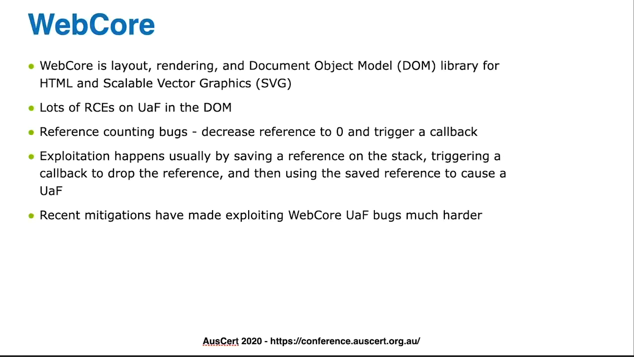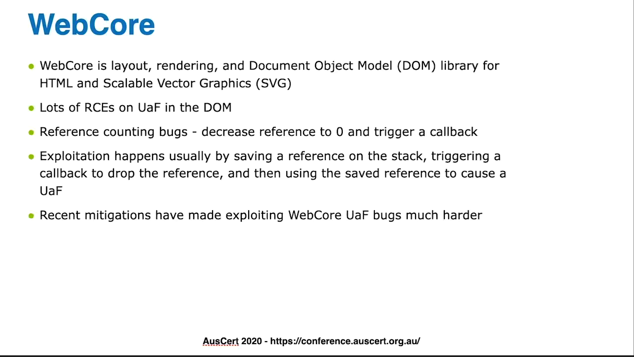Now, what is WebCore? So WebCore is responsible for laying out, rendering, and displaying the HTML and SVG content on the browser, right? In the past there have been several RCEs because of use after free vulnerabilities in the DOM. One of the reasons for this is reference counting bugs, where you are able to decrease the reference count of an object to 0 and then trigger a callback to that particular object, which will cause a use after free. The way the exploitation usually happens is by saving a reference on the stack, triggering a JavaScript callback to drop the reference, and then using that same reference to cause a use after free.